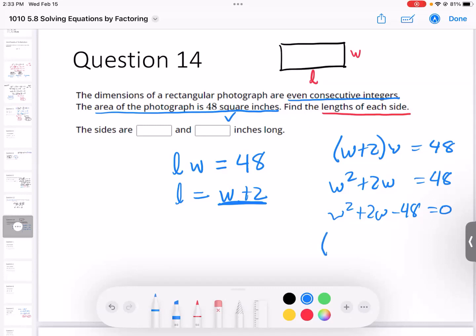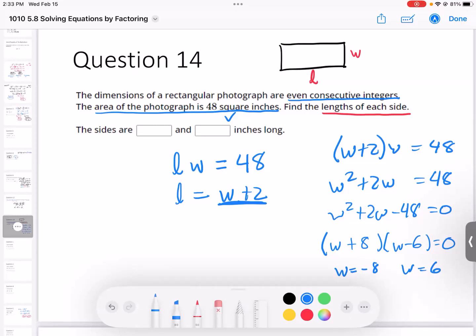So when you factor this out, I think if I remember right from last class, I think it's +8 and -6. Yeah. So this is what you get when you factor this out. I didn't show you guys all the steps, but your numbers will be different anyway. So when you get it to this step, your solutions are going to be W equals -8 and W equals 6. Now remember, W is representing the width of the photograph.